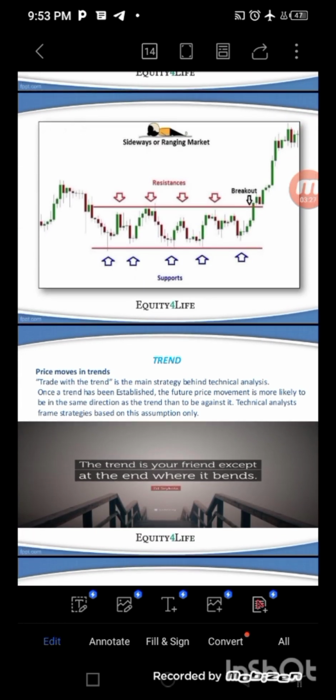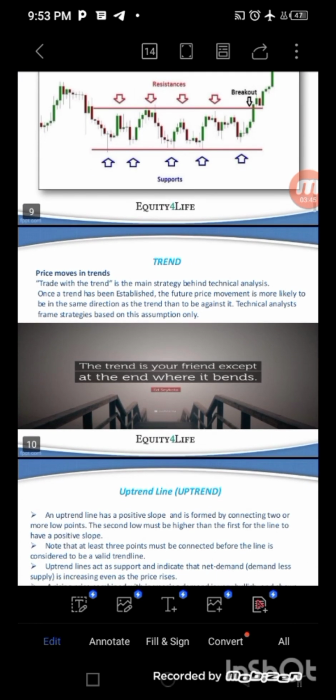Price moves in trends. Trading with the trend is the main strategy behind technical analysis. Once a trend has been established, the future price movement is more likely to be in the same direction as the trend than to be against it. Technical analysis frames strategy based on this assumption only. So they're saying that the trend is your friend. Yeah, that is the only way to make money in the market.